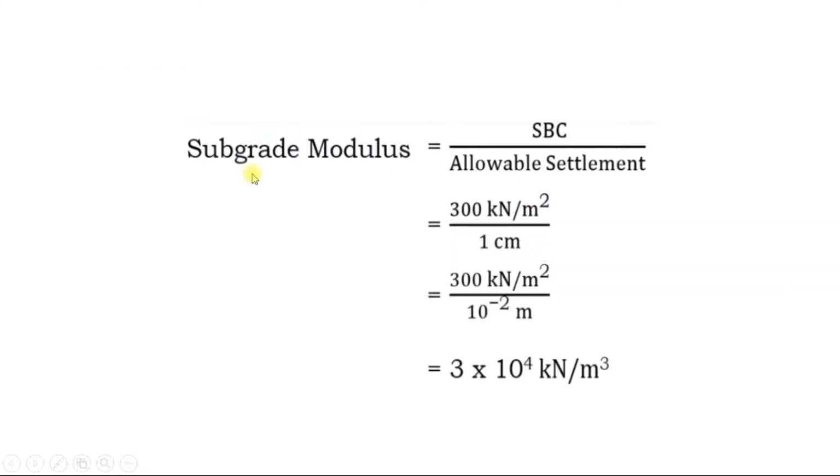Then the subgrade modulus, which is required to model the soil, is the SBC, that is the bearing capacity, divided by the allowable settlement, that is 300 by 1 centimeter.